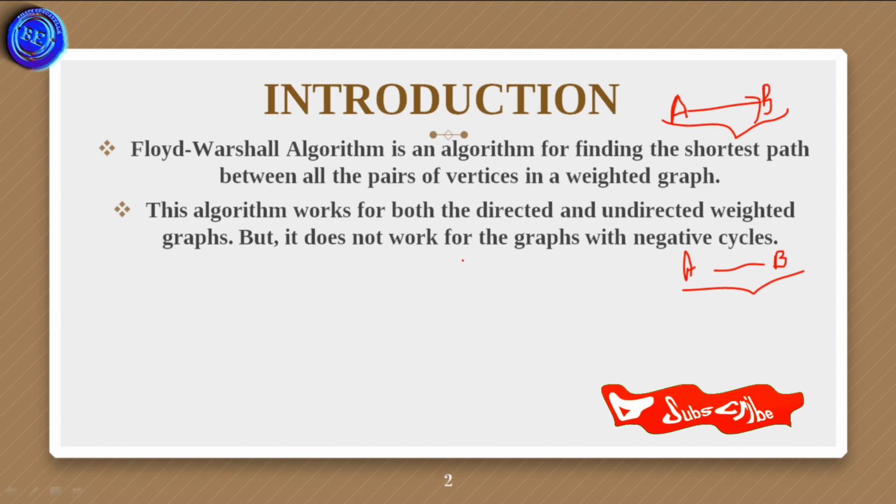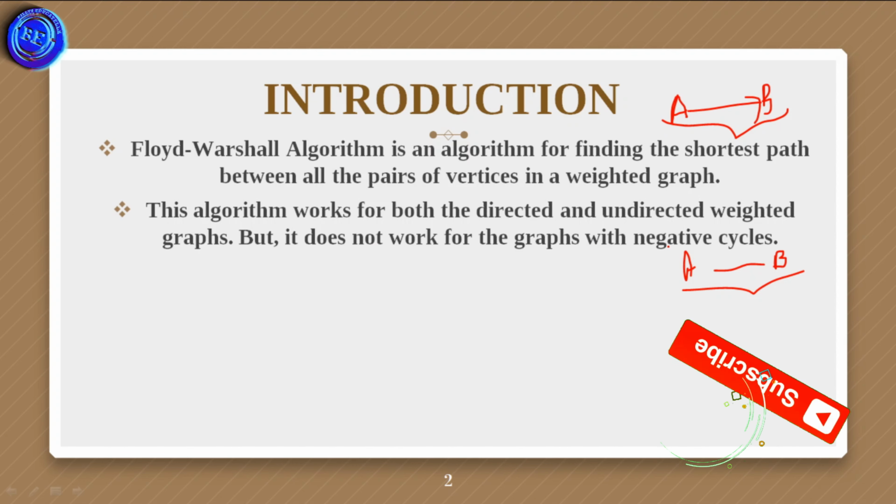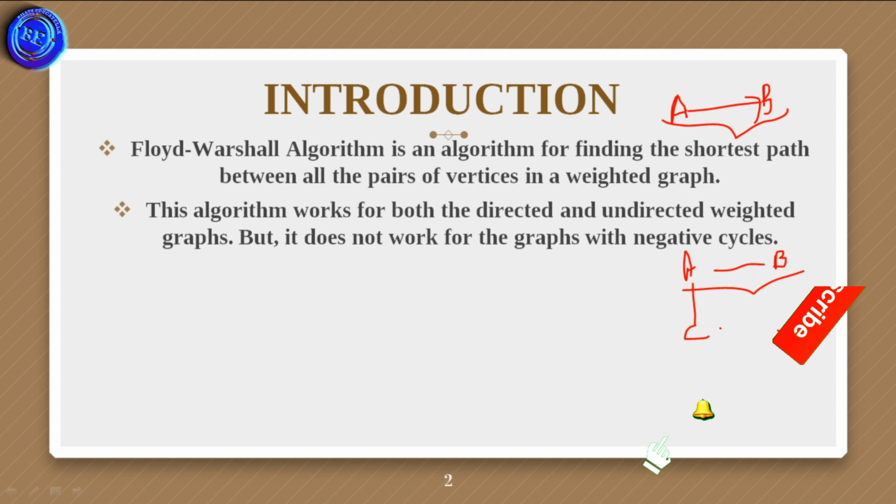But it doesn't work for graphs with negative cycles. What are negative cycles? When we add the edge values for the shortest path, and the sum of the edge values is negative, then it is called a negative cycle. When the total edge value of a shortest path is negative, it is termed a negative cycle. So this Floyd-Warshall algorithm does not work for graphs with negative cycles. I hope you understood it.